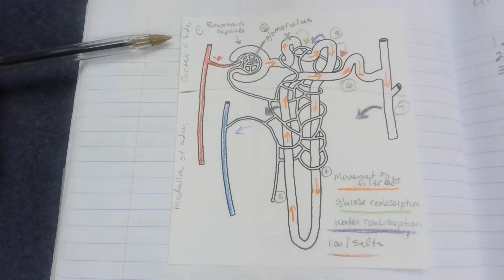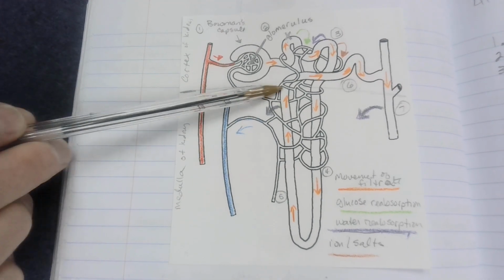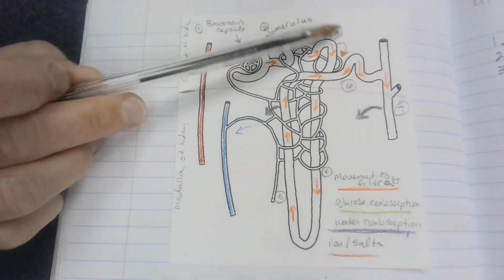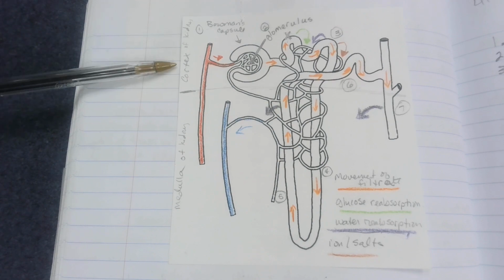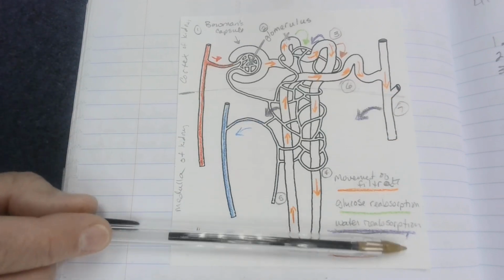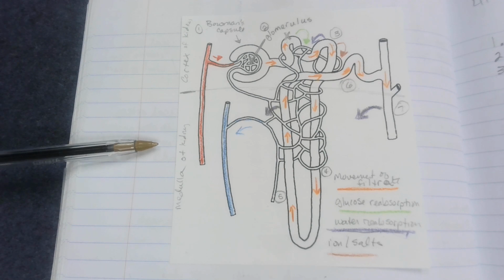All right, so this is a nephron, which would be within the kidney. I've drawn a light little line right here to show you the fact that this part of the nephron would be in the cortex of the kidney, and this part of the nephron would be in the medulla of the kidney.